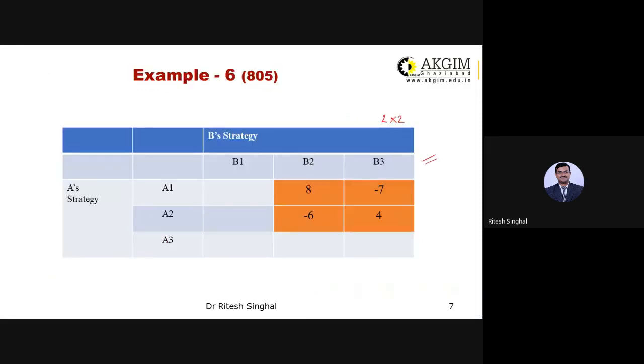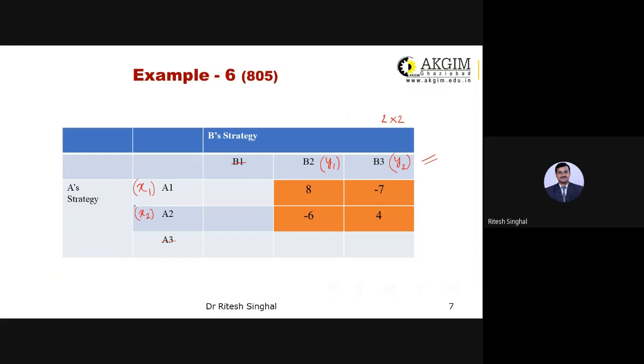So since A3 is not there, B1 is not there. So let us assume that x1 is the probability of using strategy A1, x2 is the probability of using strategy A2. Similarly, y1 is the probability of using strategy B2, and y2 is the probability of using strategy B3.